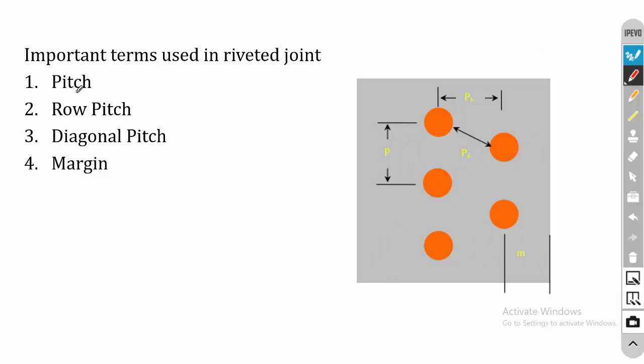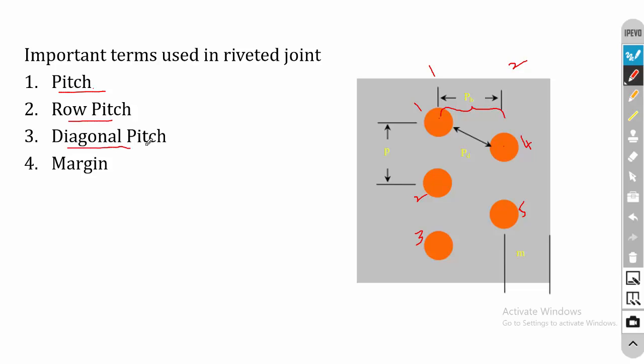There are four important terms used in rivet joints. The first one is pitch. The pitch is the distance between two adjacent rivets. For example, this is rivet number 1, 2, 3, and this is another row with rivets 4 and 5. So pitch is the distance between two adjacent rivets. Then row pitch is the distance between two rows of rivets. This is row number 1 and this is row number 2. So row pitch is the distance between two rows.